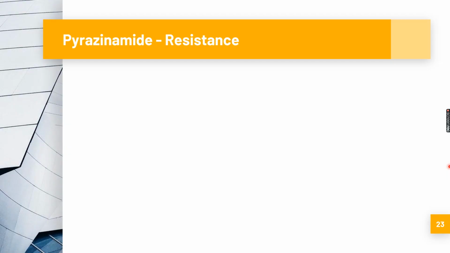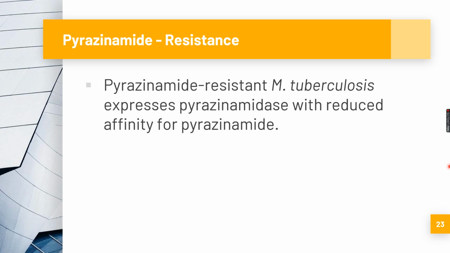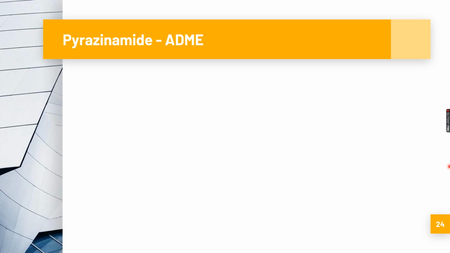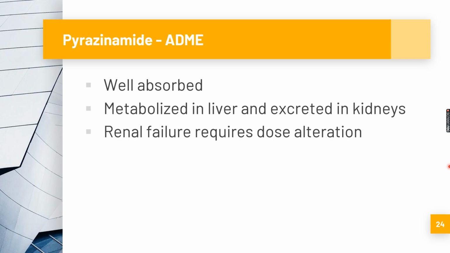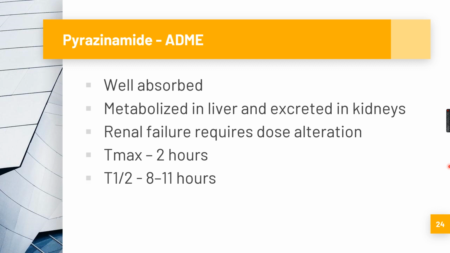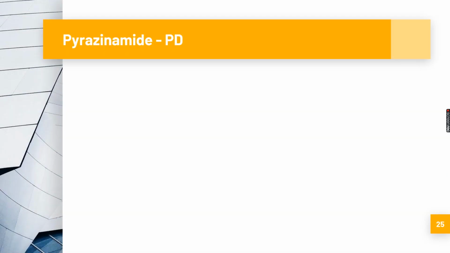Of course, as we can predict, resistance to pyrazinamide is caused by alteration in the pyrazinamidase enzyme. When we talk about the pharmacokinetics of pyrazinamide, it's well absorbed orally, metabolized in the liver and excreted in kidneys, and so renal failure will require dose alteration. The Tmax is around 2 hours and the half-life is around 8 to 11 hours.